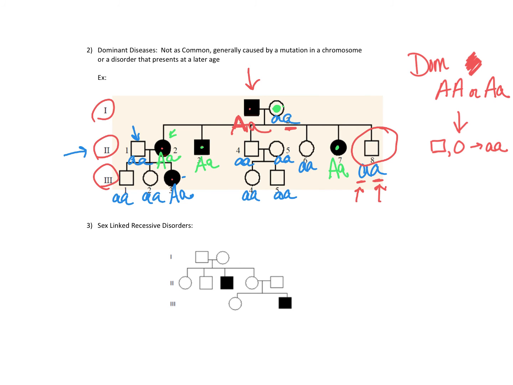The next one is a sex-linked recessive disorder. And the reason we know that it's sex-linked is because it's only affecting males, okay? So we only see squares filled in. And we know it's recessive because you don't see anything shaded in generation 1. So here, when we do this, remember XX is a female. Those are girls. And when you do chromosome XY, those are going to be your boys.